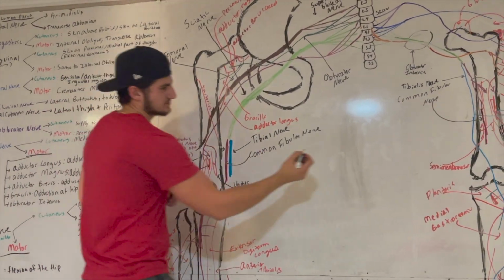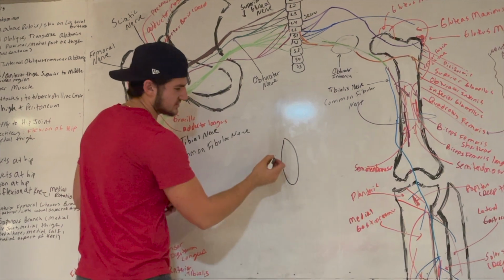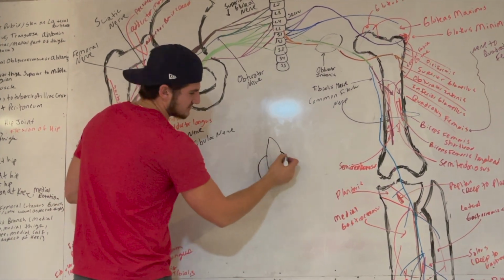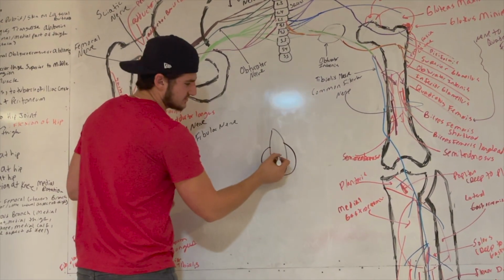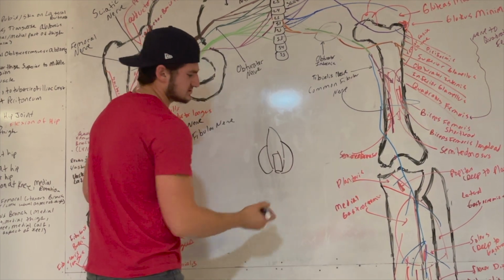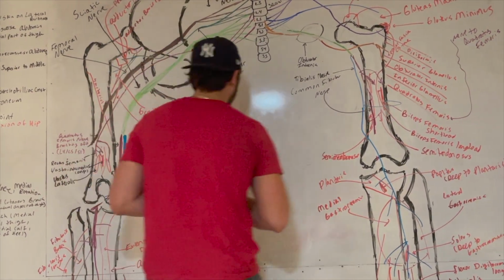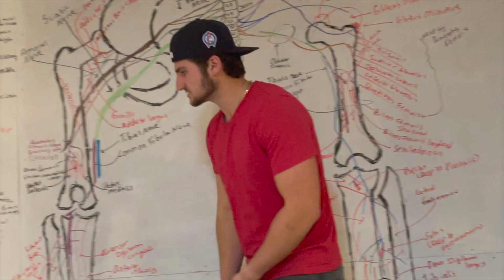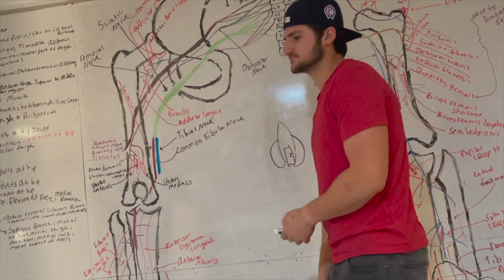branch into the quadriceps femoris nerves. They're the rectus femoris, vastus lateralis, vastus medialis, and the vastus intermedius is underneath, right? So what do these muscles do? These muscles help extend the knee.